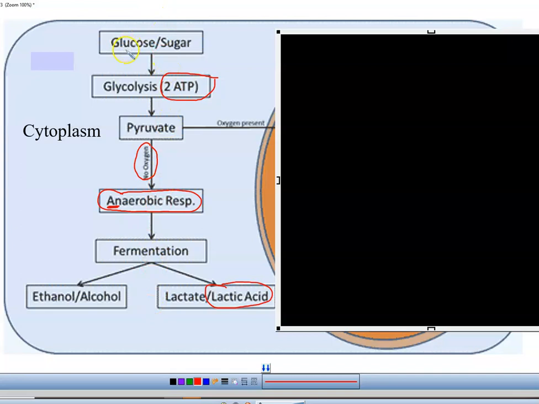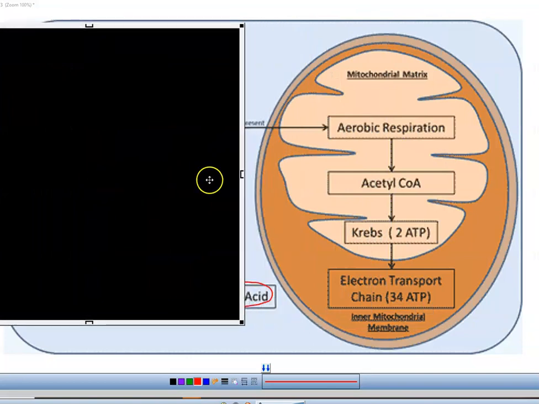But if we don't have oxygen, we go this pathway. Do you see in this pathway any more ATPs? The answer is no. So the most we get if there's no oxygen is 2 ATP molecules. That's the most we can get. Okay, so if we have oxygen, we go this direction, and then it gets a little bit more complicated.